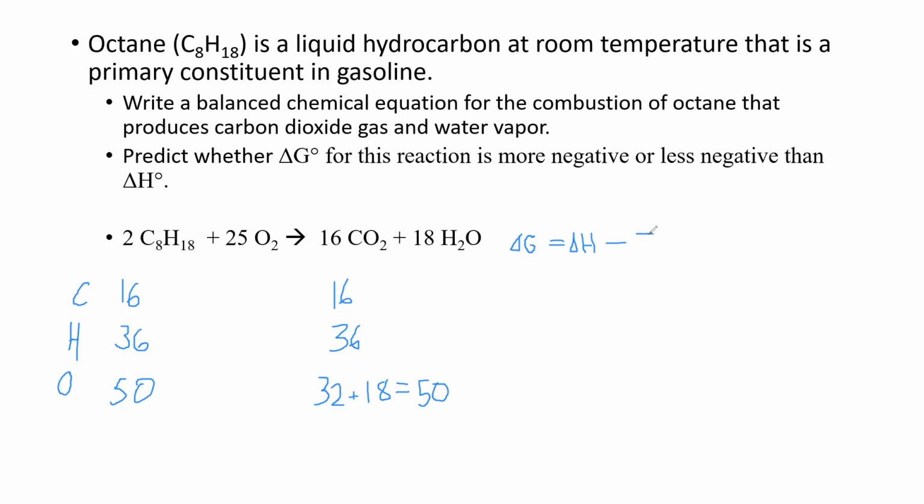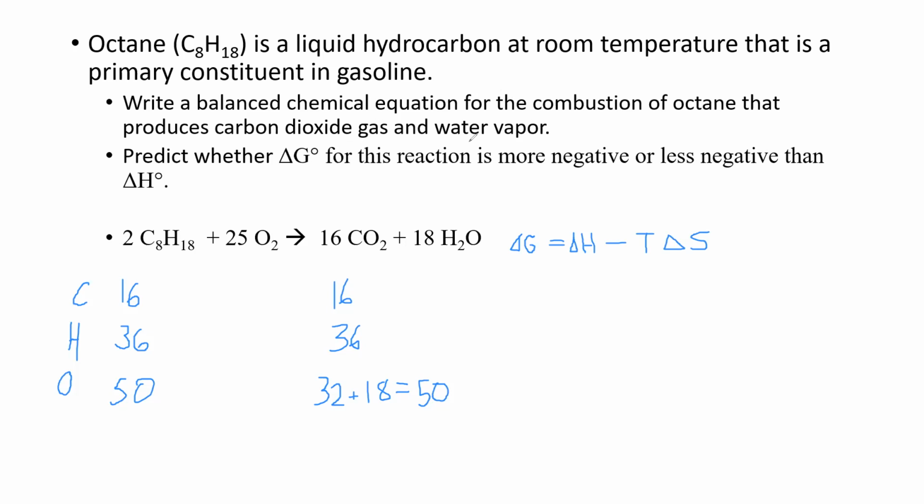We want to think about this equation. And with it, it doesn't actually matter what delta H is here. We're just going to be comparing delta G to delta H. So we want to focus on this term. And what we need to do then is think about what the entropy change for this reaction is going to be. We need to think about if it's going to be positive or negative.